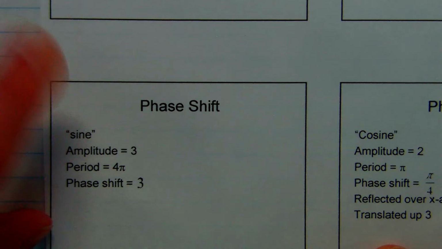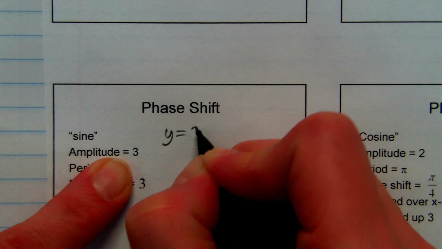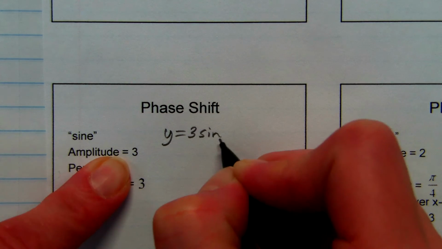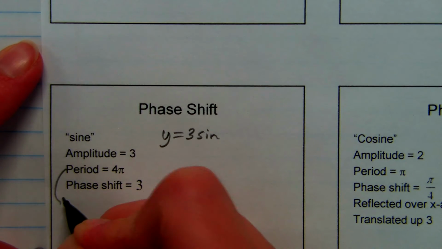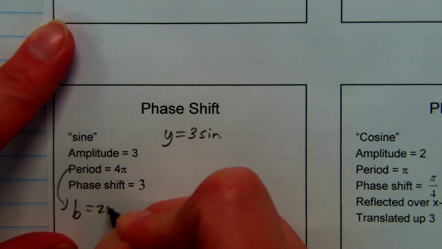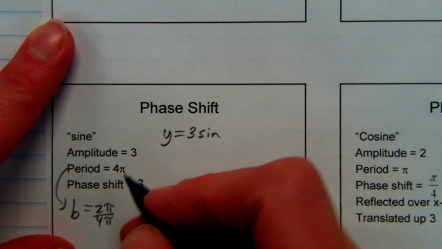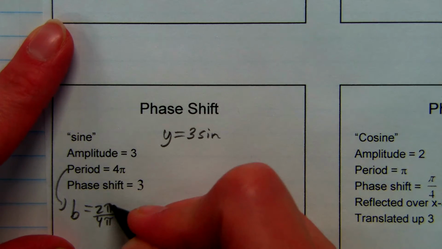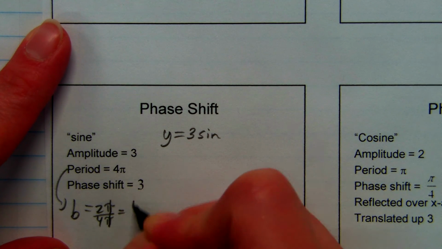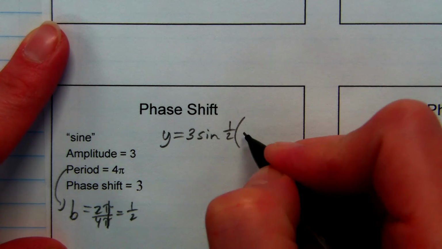So I know it's sine and my amplitude is 3. So I'm going to write y equals 3 sin for sine. The period is 4 pi, so I'm going to figure out b, the number to put in front of the parentheses, by taking 2 pi and dividing by 4 pi. If I reduce that, what am I going to get? 1/2, because the pi's cancel. 2 over 4 is 1/2, so I'm going to put a 1/2 on the outside of the parentheses.